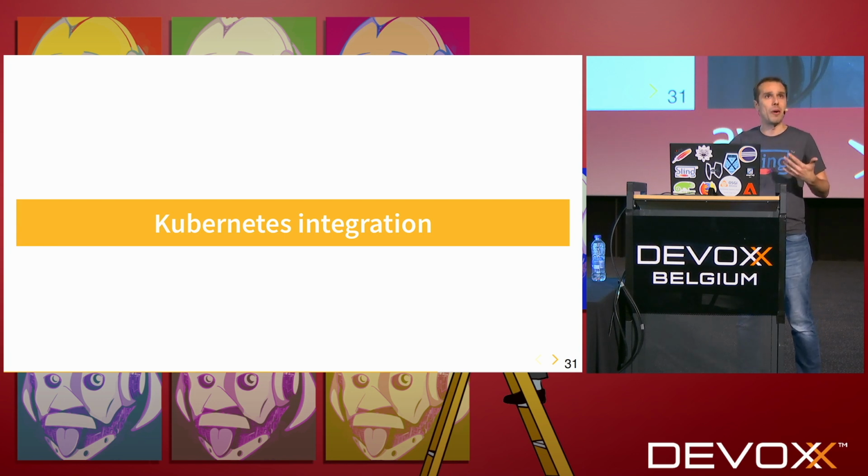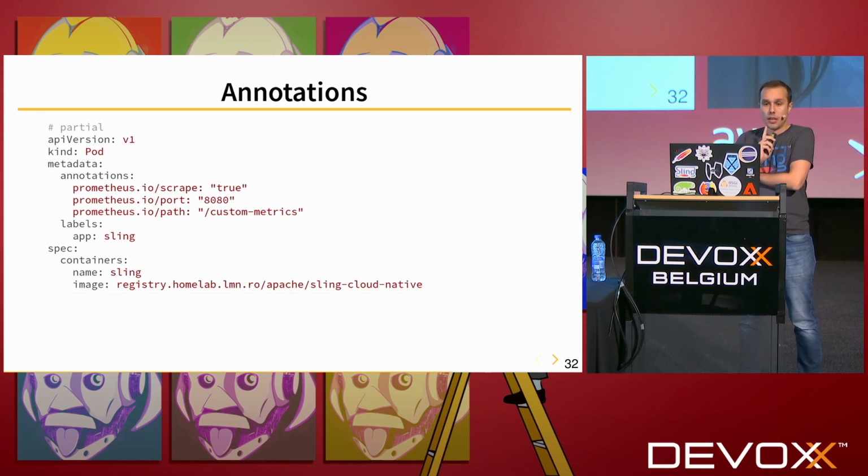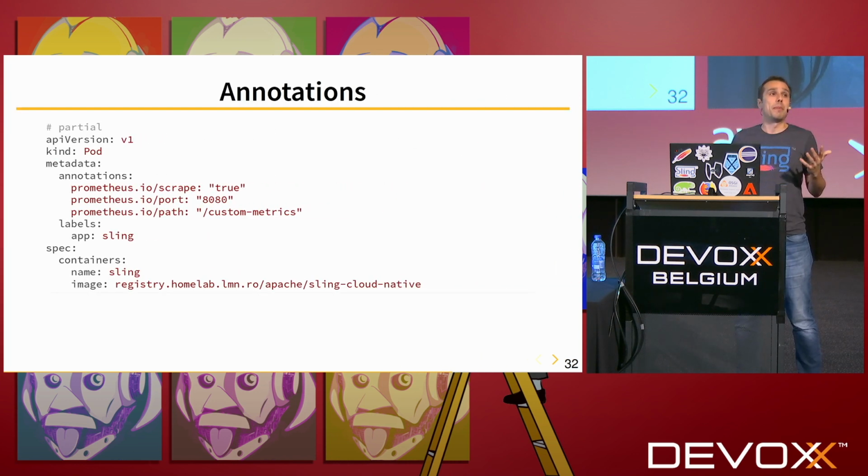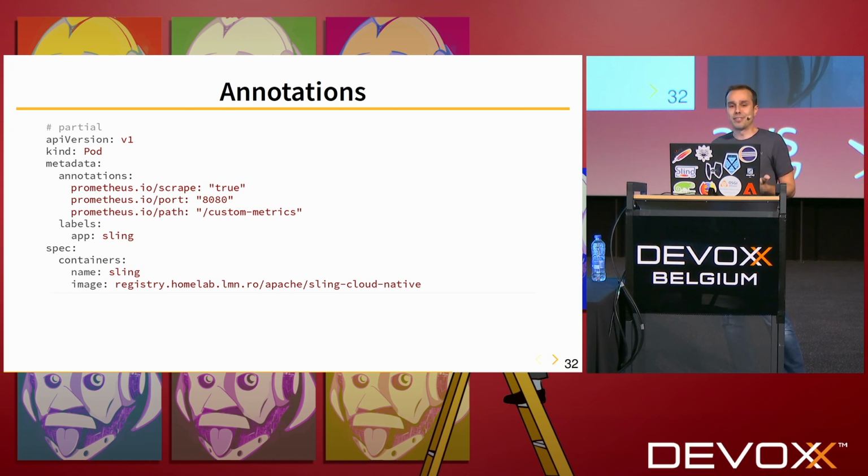Okay, so we now saw how everything goes. Let's talk about Kubernetes specifics. So you have Prometheus set up, and now what do you do? You have the metrics endpoint that Prometheus understands. Now, what do you do to get data from your application into Prometheus?